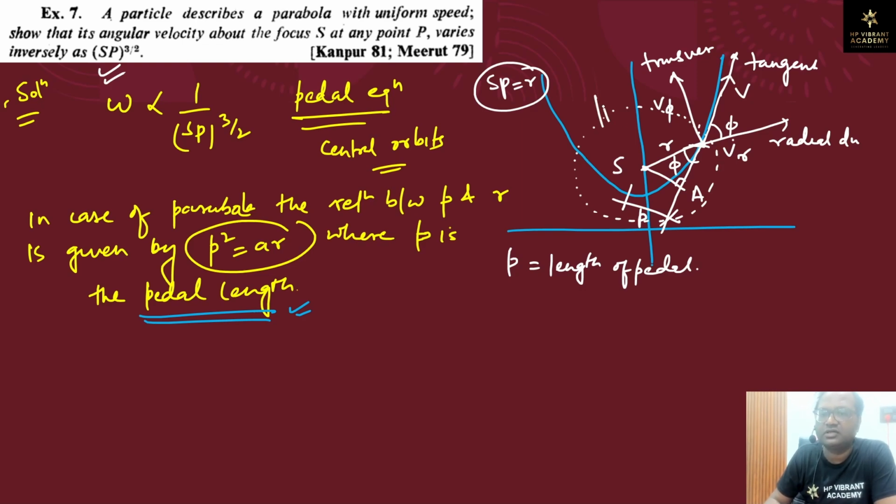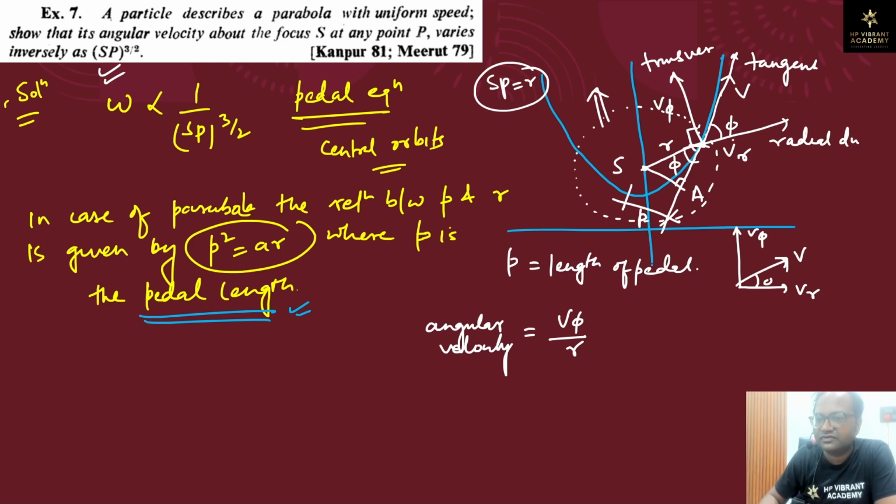Okay, so if we look into this circle, the velocity perpendicular to r will be v phi, so the angular velocity will be v phi upon small r. And we have the velocity as this: v is the velocity along the tangential direction. Along the radial direction we have vr, and along the transverse direction we have v phi.